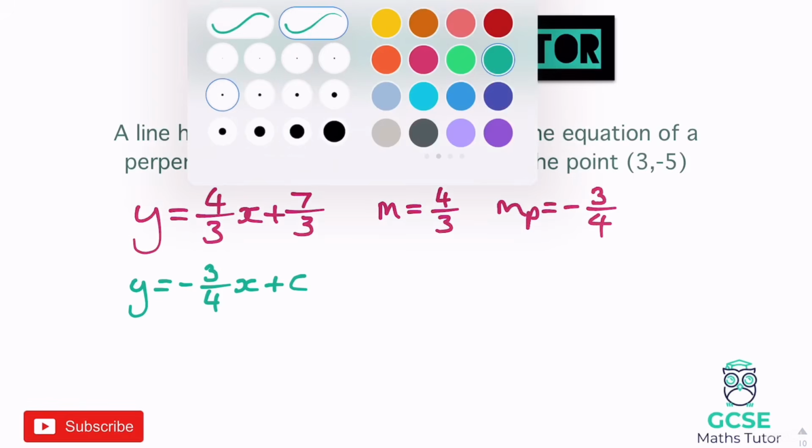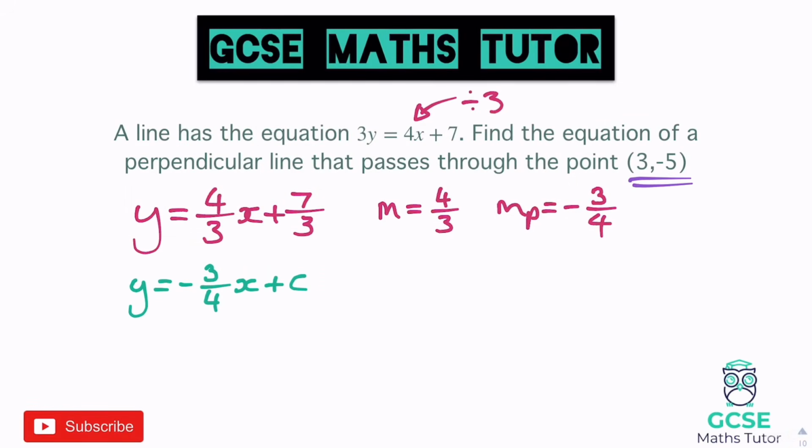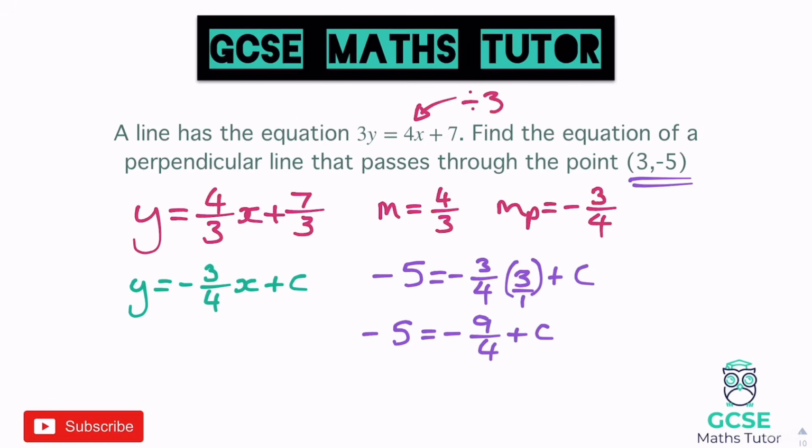And then we can put our coordinate in, and our coordinate there is 3, negative 5. So minus 5 in place of y. So minus 5 equals negative 3/4 times 3 plus c. Expand that out. So minus 5 equals 3 over 1 times 3/4 is negative 9/4 plus c. And then we need to add 9/4 to the other side.